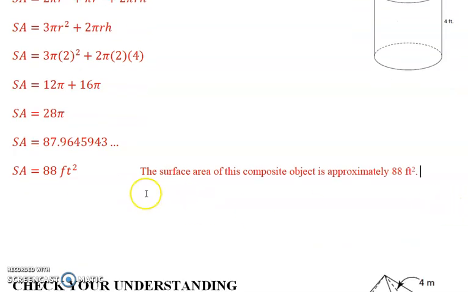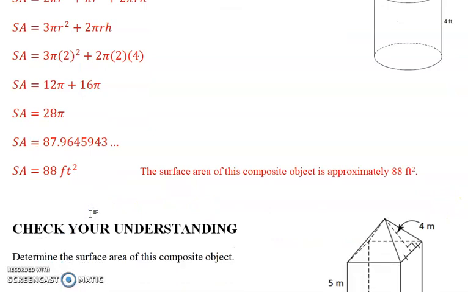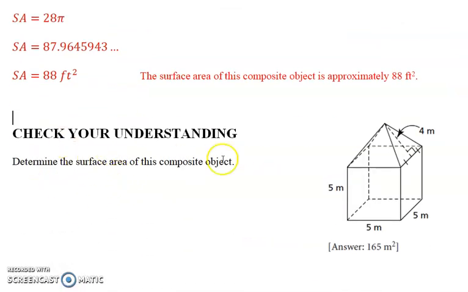All right. And then there's a check your understanding question that goes with this as well. And you're just doing the surface area of this. Looks like a cube and a square base pyramid. You're going to get an answer of 165. Remember, eliminate what you don't need from the formulas.